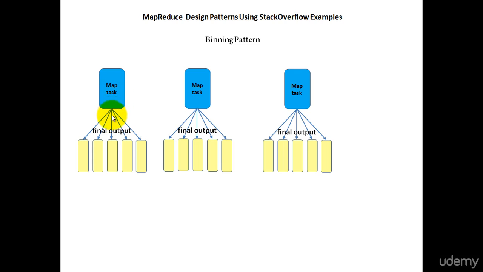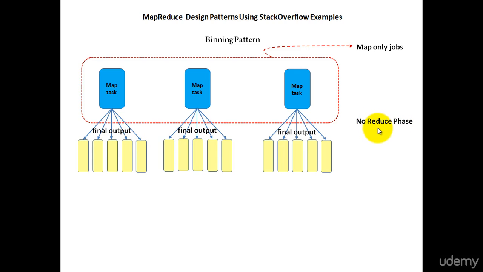And the map output itself is the final output. As a result, there is no reduce phase at all. All such jobs where there is no reduce phase are called map-only jobs. Map-only jobs are more efficient than the jobs that have both map phase and reduce phase. That's because there is no reduce phase at all.